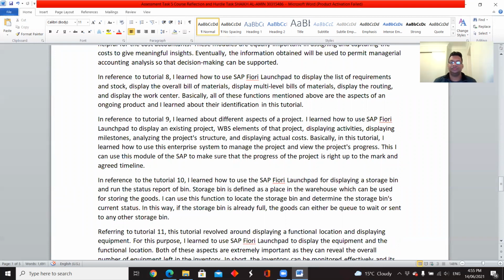I learned how to use the SAP Fiori Launchpad to display an existing project, displaying activities, displaying the milestones, and analyzing the project structure. Basically, I learned how to use the enterprise system to manage projects and view the project process.